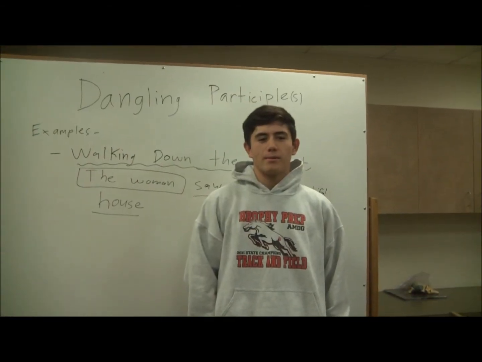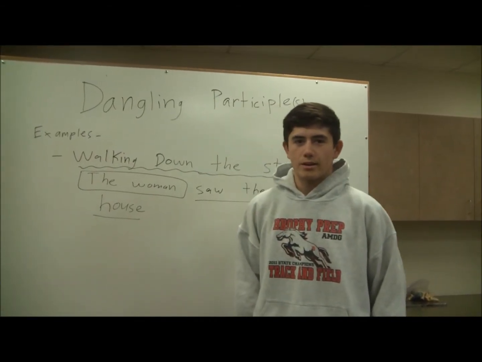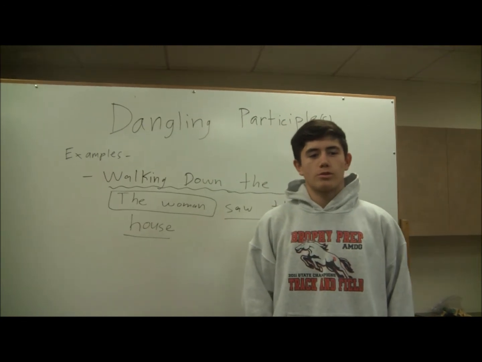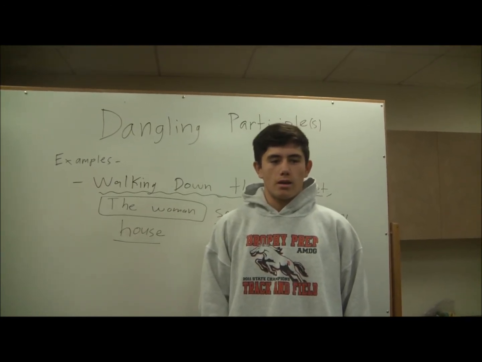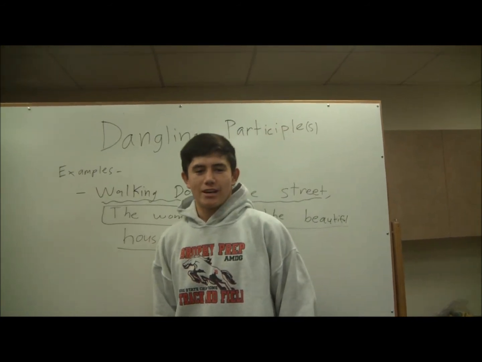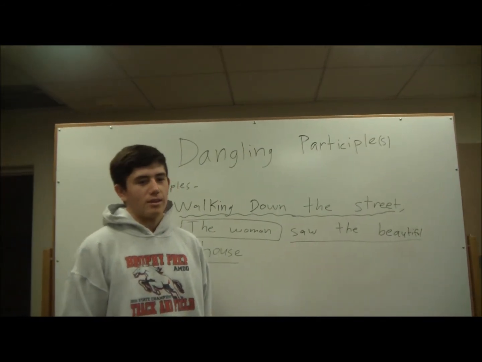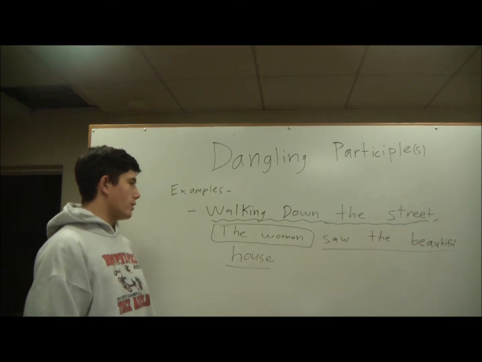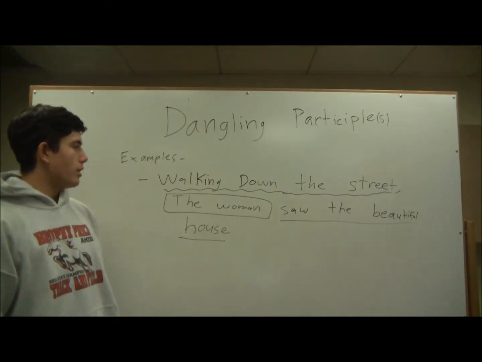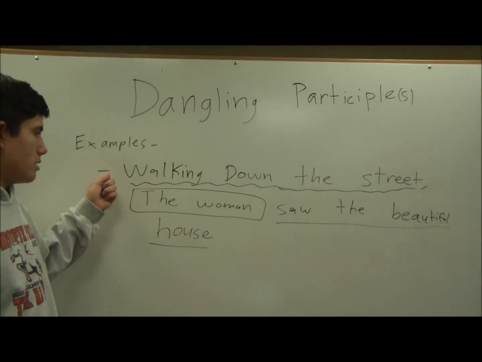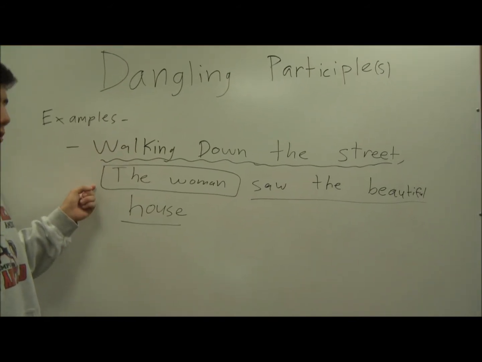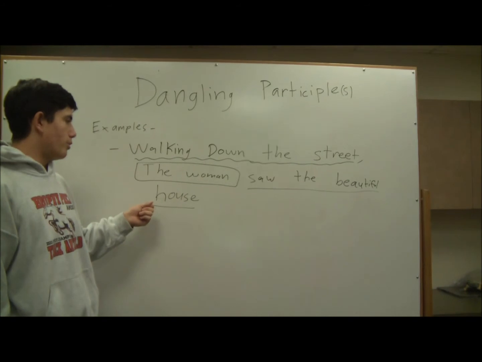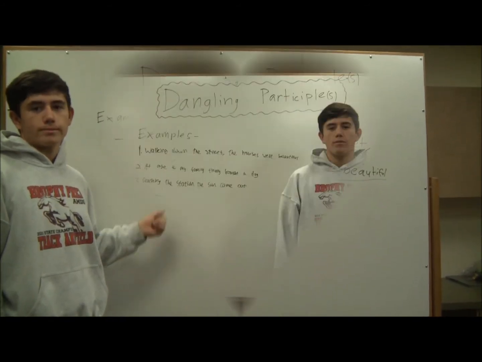Hi, my name is Gabe, and I'll be teaching you about dangling participles. Participles or participle clauses may be at the beginning or end of the sentence, and a participle clause is usually attached to its subject. An example would be: walking down the street, the woman saw the beautiful house. The walking down the street part is the clause, the woman is the subject, and saw the beautiful house is the object.